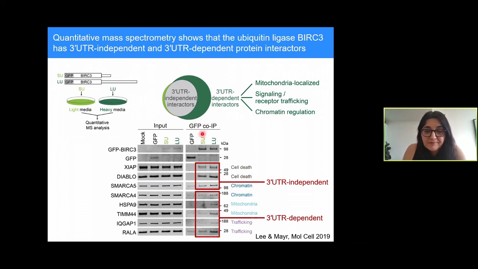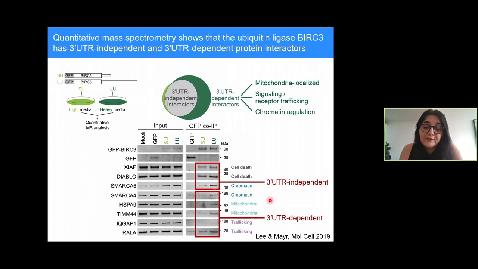So these are the protein interaction partners that bind to BRC3 translated from the short 3'UTR isoform, and here is BRC3 translated from the long 3'UTR isoform. And you can see that there is the same amount of protein. So then we see several interaction partners that are 3'UTR independent because they can bind to the protein regardless of the 3'UTR. But then we also find several 3'UTR dependent interactors. And they bind to BRC protein much better when BRC was translated from the long 3'UTR isoform.